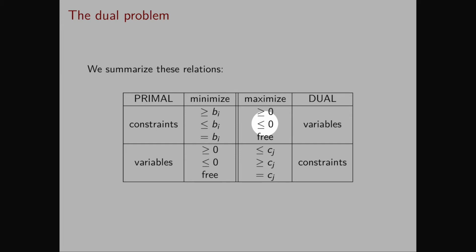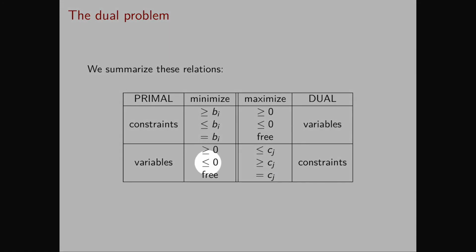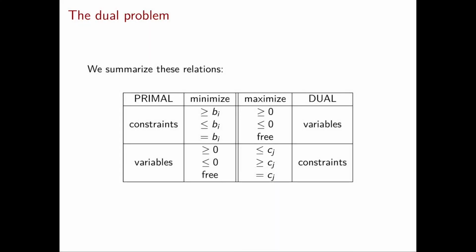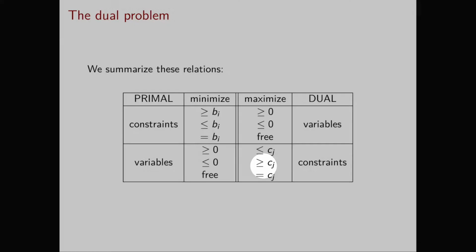variable is non-positive. Vice versa, for every variable in the primal I have a corresponding dual constraint. And in this second case, the signs between the variables of the primal and the constraints of the dual are somewhat switched. In fact, for every non-negative variable in the primal, I have an inequality constraint in the dual of the form less than or equal to. Vice versa, for every non-positive variable in the primal, I have an inequality constraint in the dual of the form greater than or equal to.